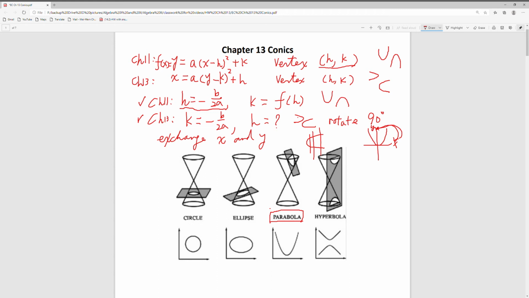But anyway, function or not a function, they all exist, and we can try to graph them. And the formulas are similar, just the k and the h. The formula is changed. Okay. But the real chapter 13 is not only parabola. We are talking about conics.